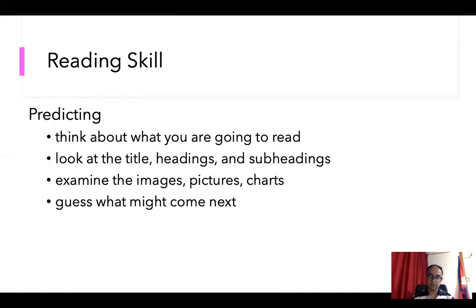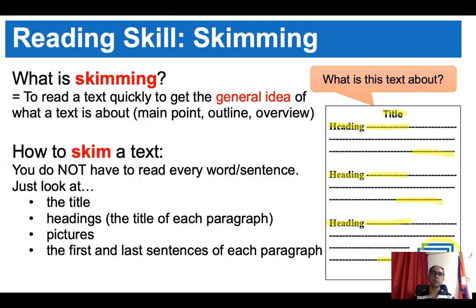Look at the title. Look at the headings and subheadings. Next, examine the image. Examine means look again at the images, pictures, and charts if there are. And always guess what might come next. Think about what comes next in the reading. In other words, predicting is a kind of skimming.